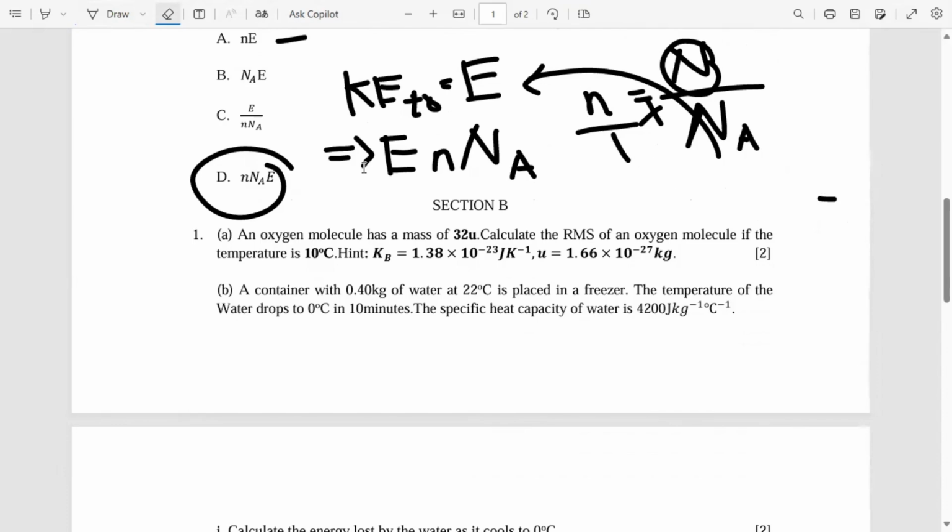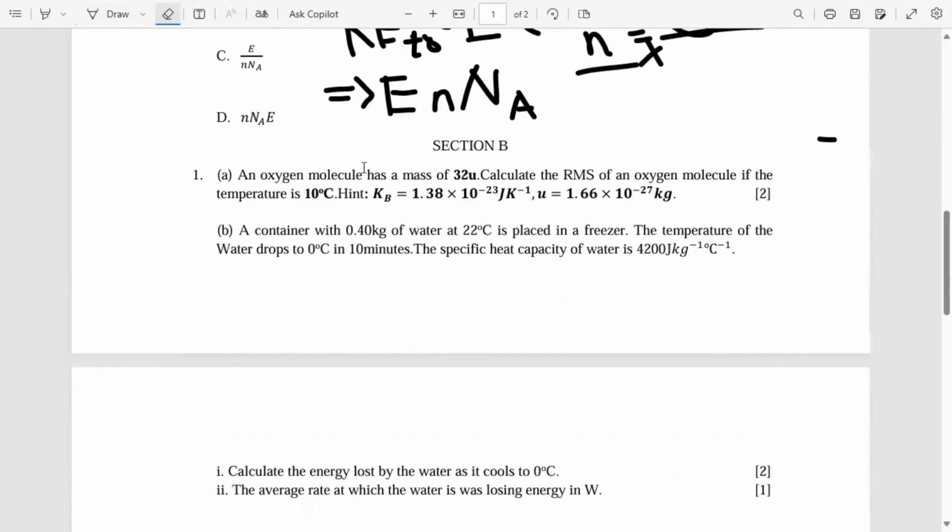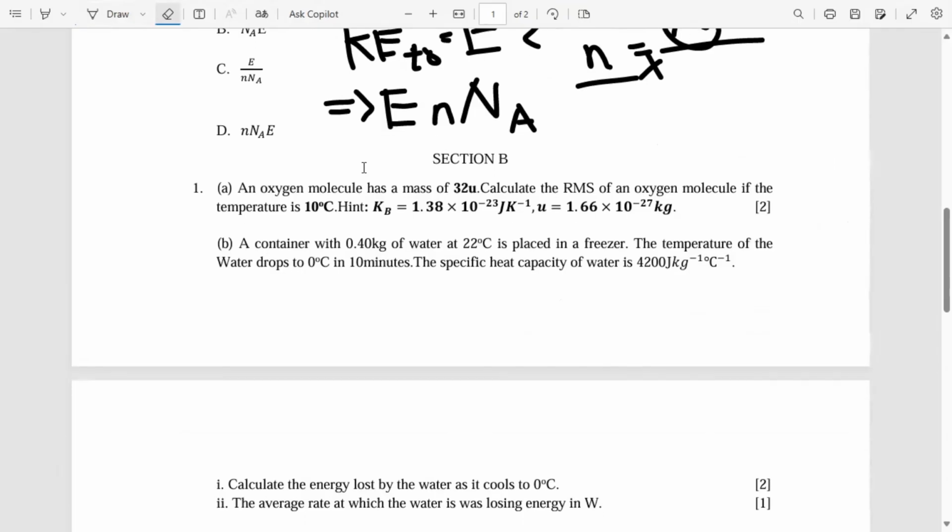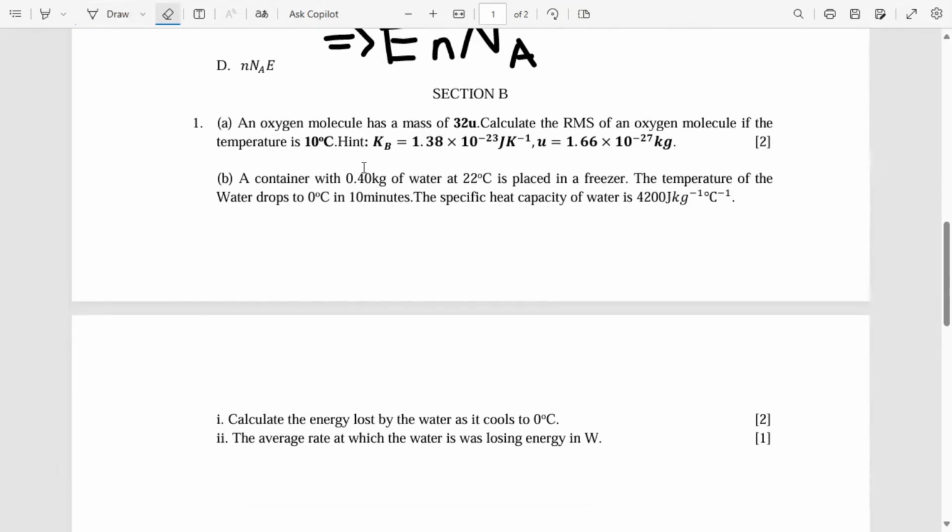Section B, question 1 is saying an oxygen molecule has a mass of 32 ounces. Calculate the RMS of an oxygen molecule if the temperature is 10 degrees Celsius. They've given us the Boltzmann constant and also the conversion factor of an ounce to kilograms. If they've helped us already like this, that means they've made our question very simple.